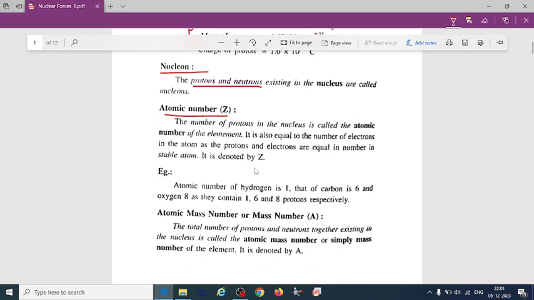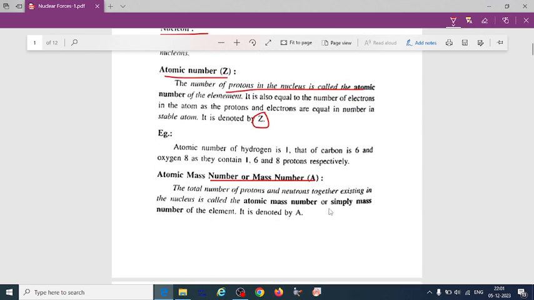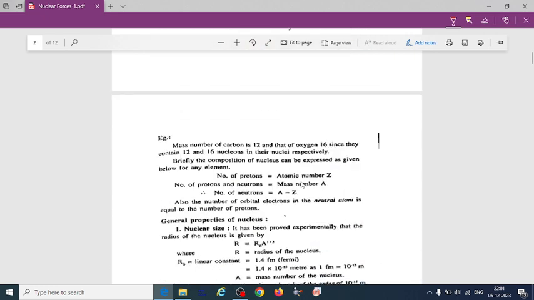The number of protons inside the nucleus we call the atomic number, which is denoted by Z. The sum of protons and neutrons we call the mass number, capital A. So Z is the atomic number, and A is the mass number.